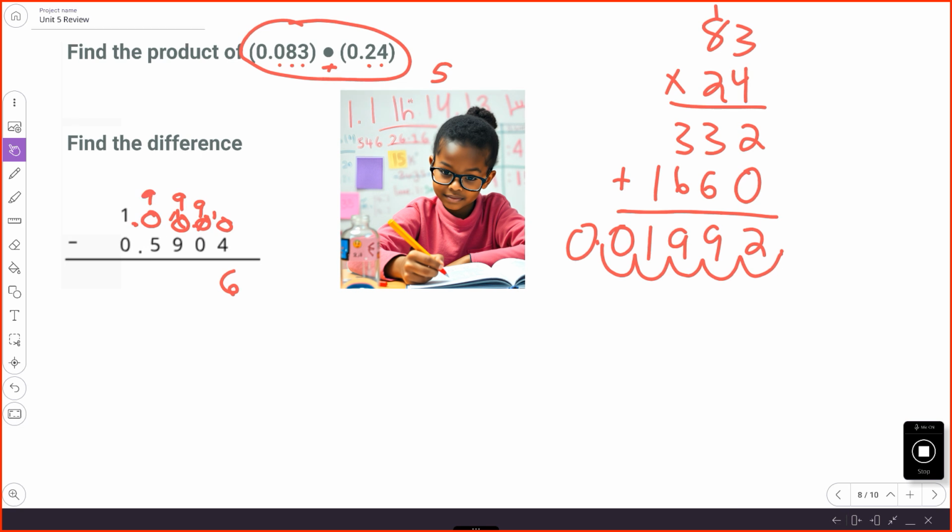9. It's a 9. This right here, we had to borrow from this. What is this now? It's a 0. It's not there anymore. So 9 take away 0, 9. 9 take away 9, 0. 9 take away 5, 4. That's it. That's how we do it. Next question.